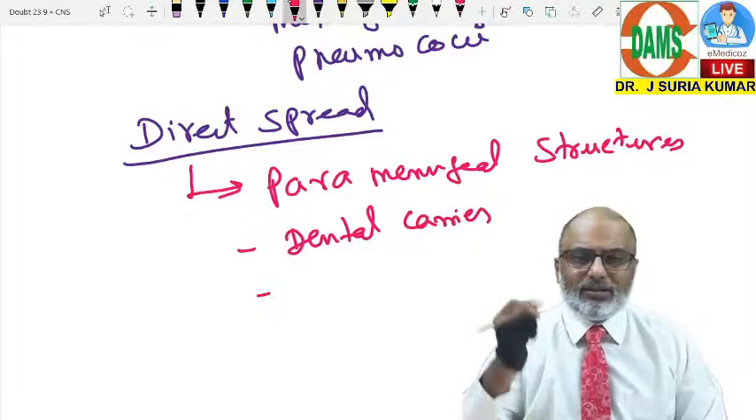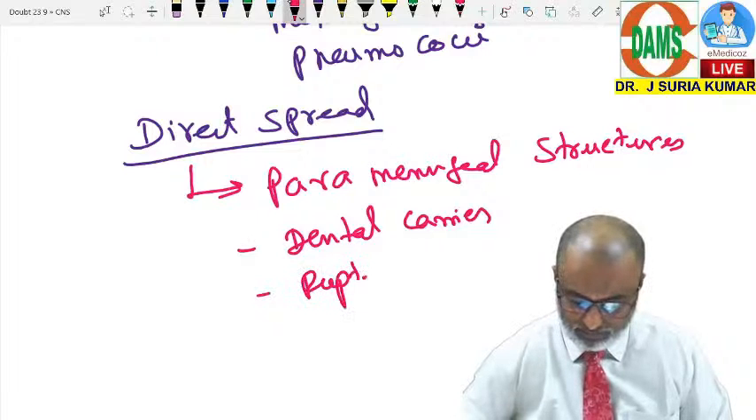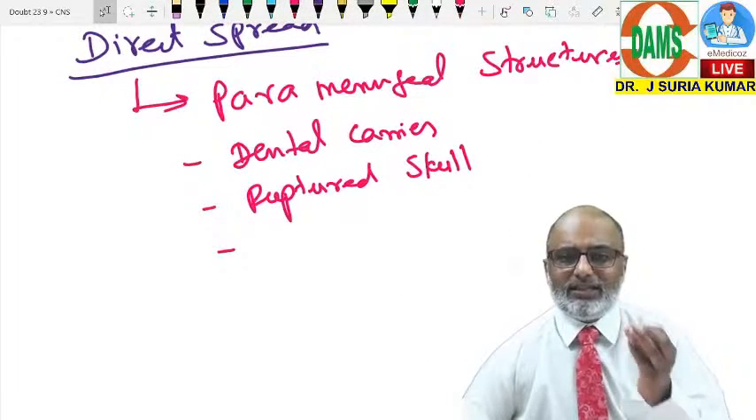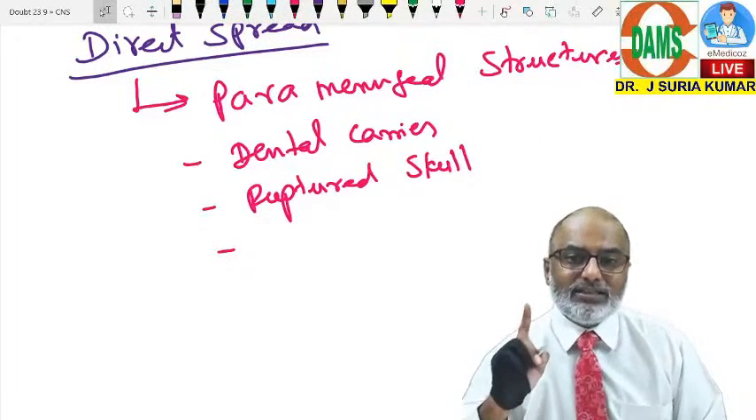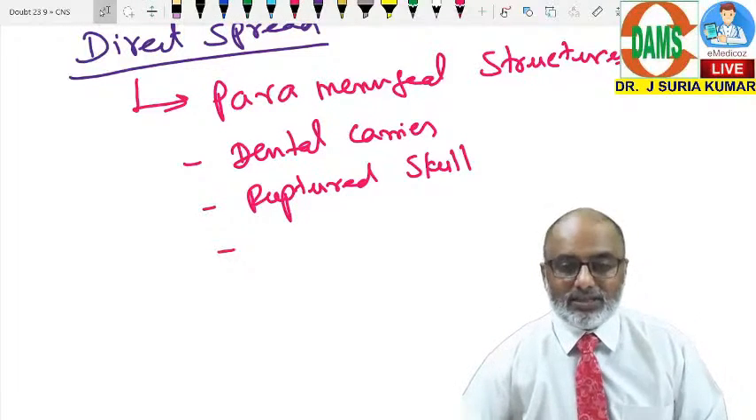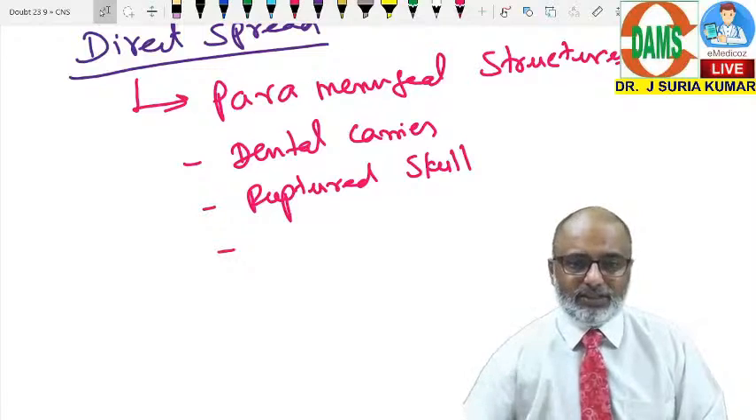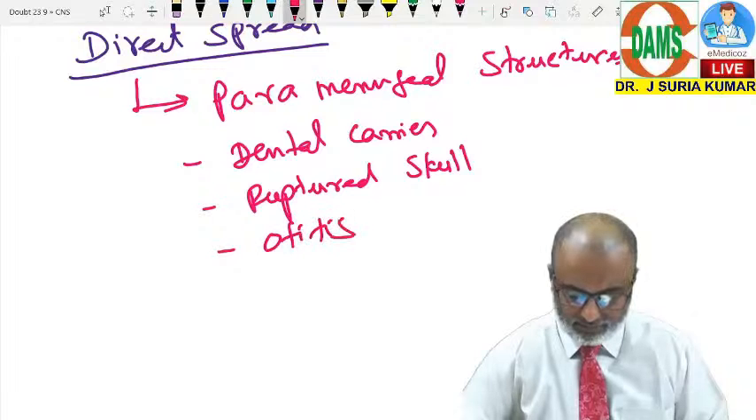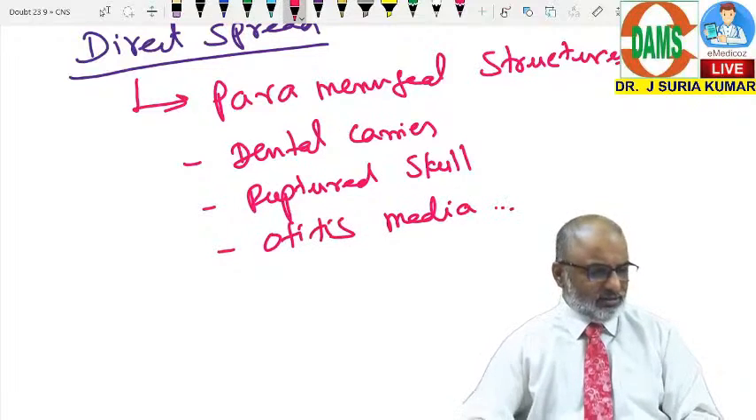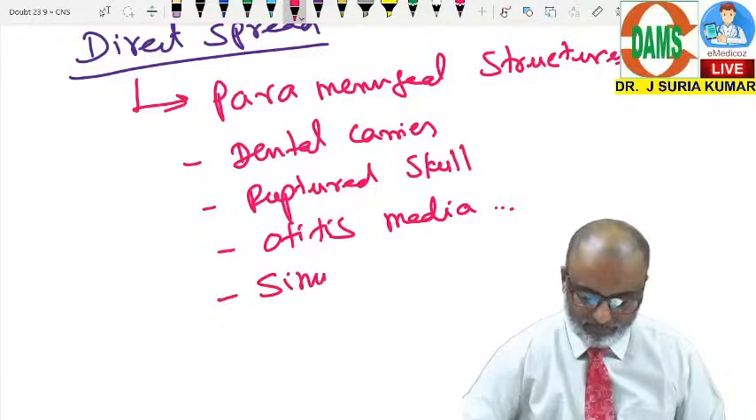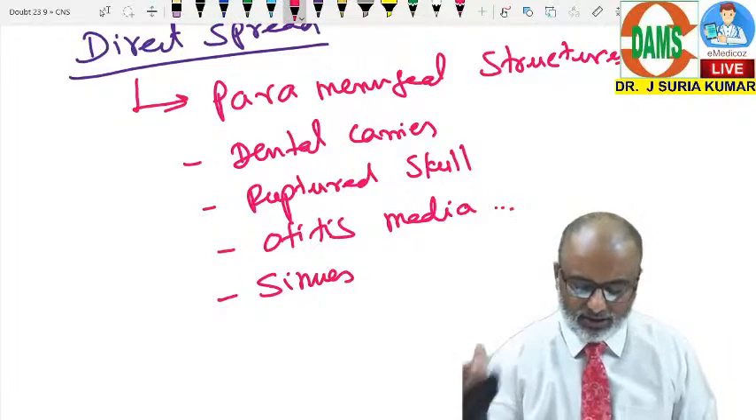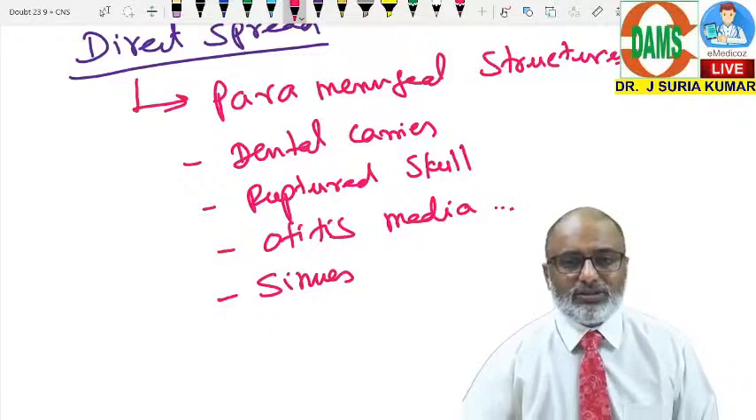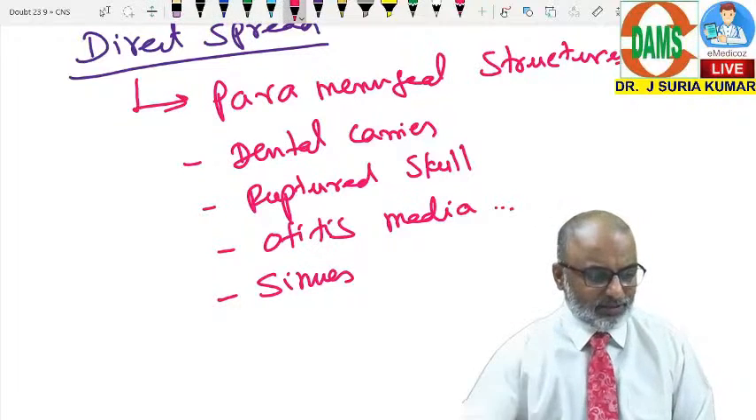and ruptured skull, mainly otitis media. Classical example, Haemophilus influenzae. We call it the unsafe ear. I'll teach you when that comes. Unsafe ear, because with Haemophilus influenzae otitis media, it can easily go to the brain and cause meningitis. So otitis media, and some sinuses. So infection from the tooth, sinuses, otitis media, or ruptured skull can easily cause infection. This is called direct spread.